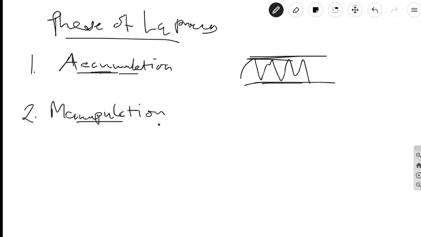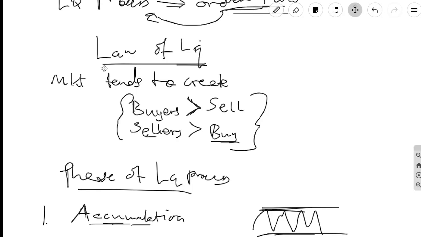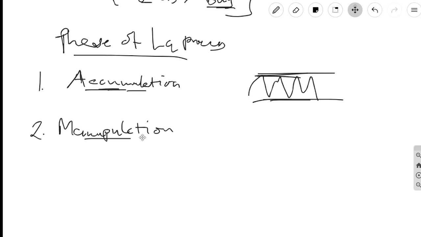Now this is where the liquidation process starts. Manipulation is actually an action of the law of liquidity, meaning the point where price starts creating more buyers in order to sell, or creating more sellers in order to buy. That is where manipulation starts.